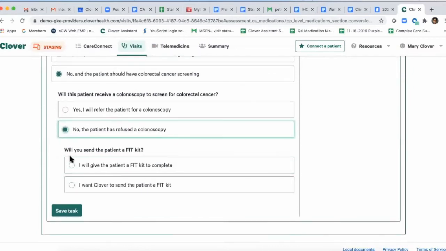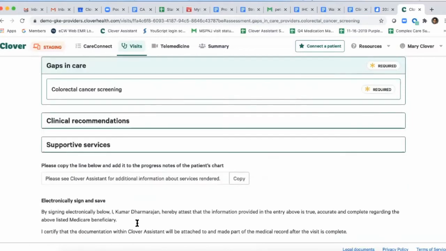Well, then Clover will say, will you send the patient a FIT kit as a stool assay? And you can say, yeah, I will do it. But if you don't have a FIT kit in your office, you can just say, hey, I want Clover to send my patient a FIT kit. You click that, you hit save task, and a FIT kit will be in the mail to your patient.